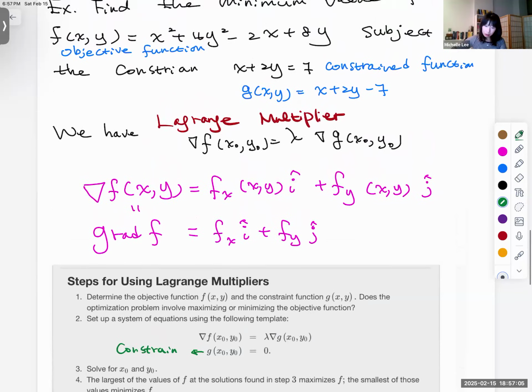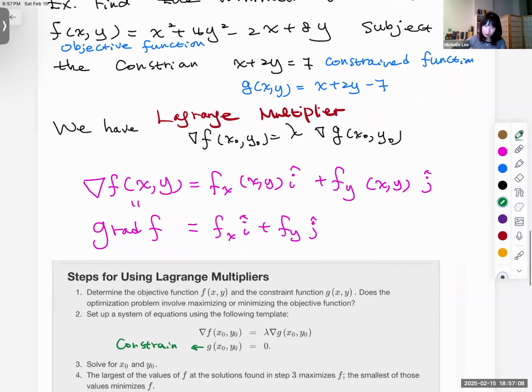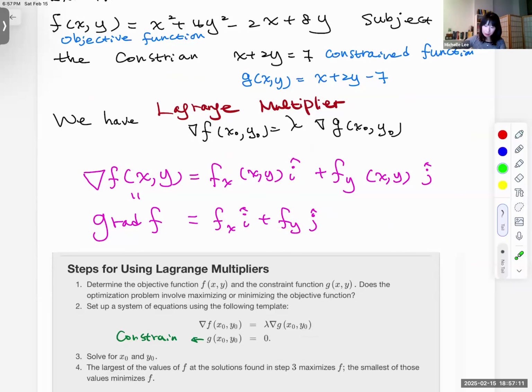All right, let's do it. First of all, we need to find the partial derivative with respect to x of the objective function and the partial derivative with respect to y of the objective function, and then we keep the vector form with i and j, right? So partial derivative with respect to x is 2x minus 2, times i, and partial derivative with respect to y is 8y plus 8, times j, right? Okay.